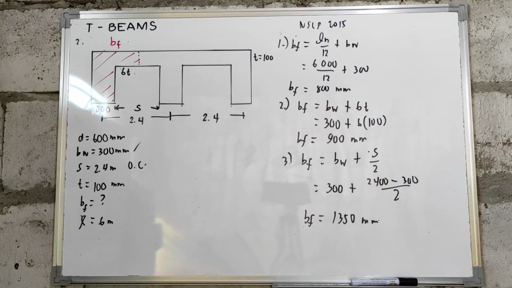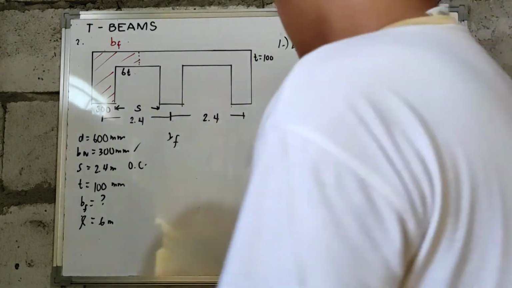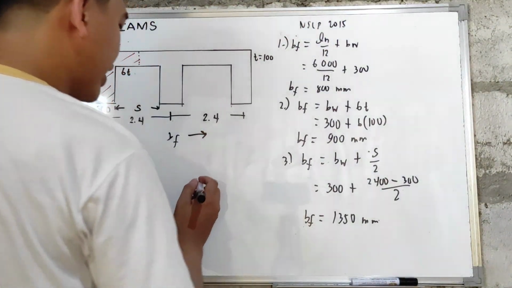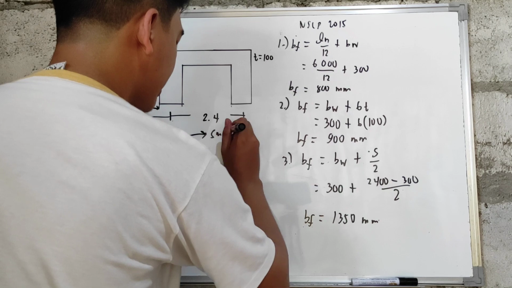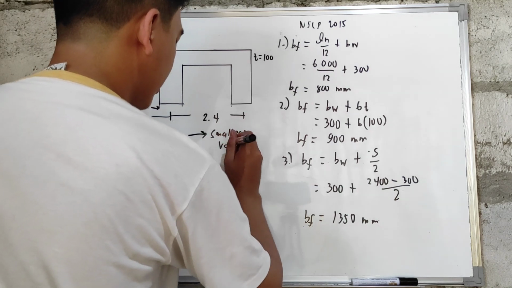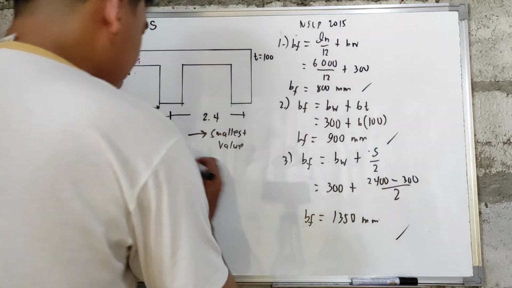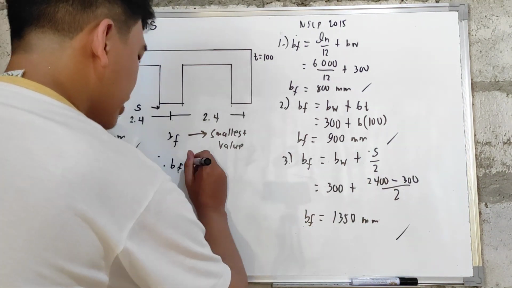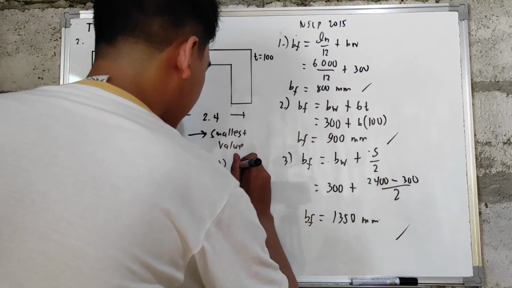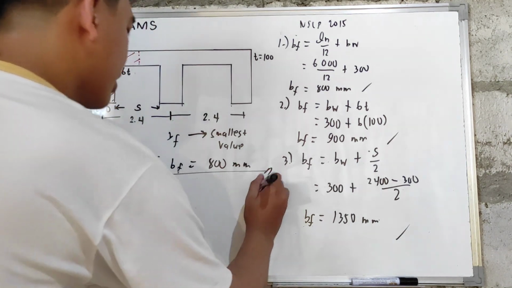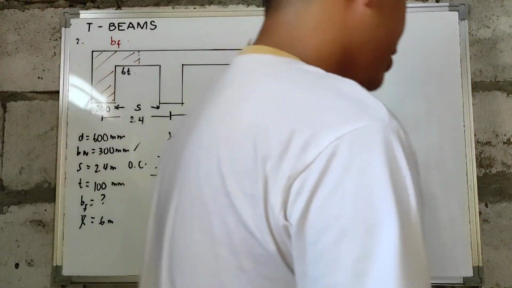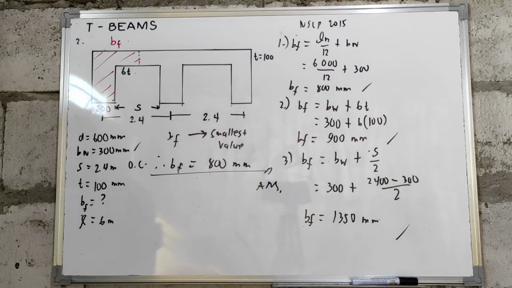So sir, ano po yung adapt natin na value ng B sub F natin? So yung B sub F natin, same with the interior beam natin, you are going to adopt the smallest value. So we have 800, 900, 1,350. B sub F is now equal to 800 mm. So this will now become your answer. So, ganun lang kasimple yung T-beams natin at saka yung L-beams natin.